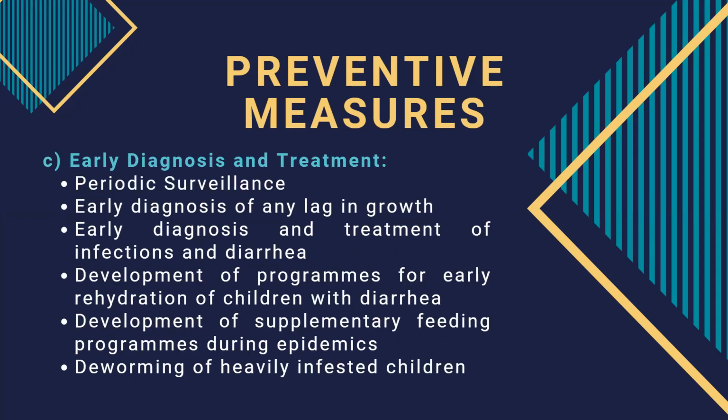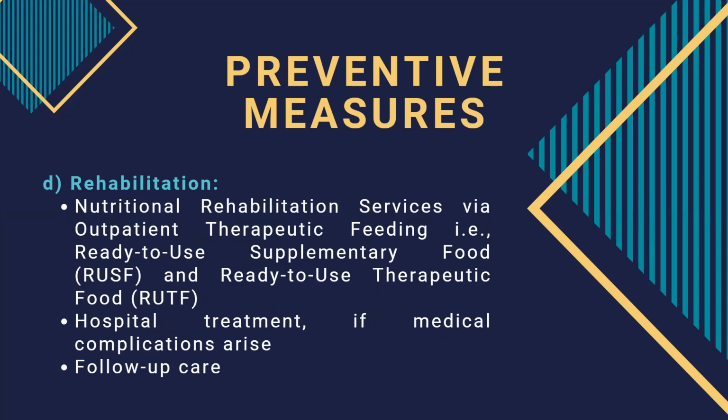Early diagnosis and treatment, periodic surveillance, early diagnosis of any lag in growth, early diagnosis and treatment of infections and diarrhea, development of programs for early rehydration of children with diarrhea, development of supplementary feeding programs during epidemics, and deworming of heavily infested children. Rehabilitation includes nutritional rehabilitation services via outpatient therapeutic feeding, that is ready-to-use supplementary food and ready-to-use therapeutic food, hospital treatment if medical complications arise, and follow-up care.